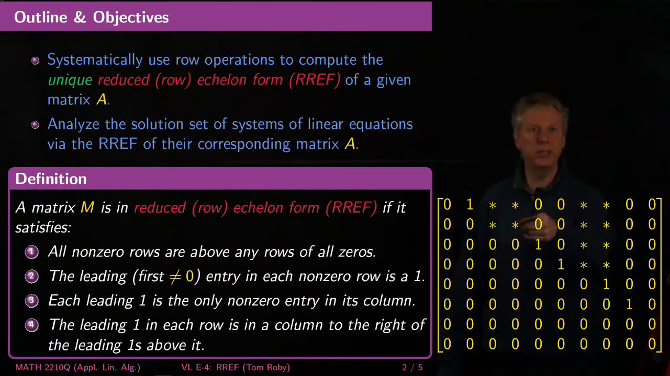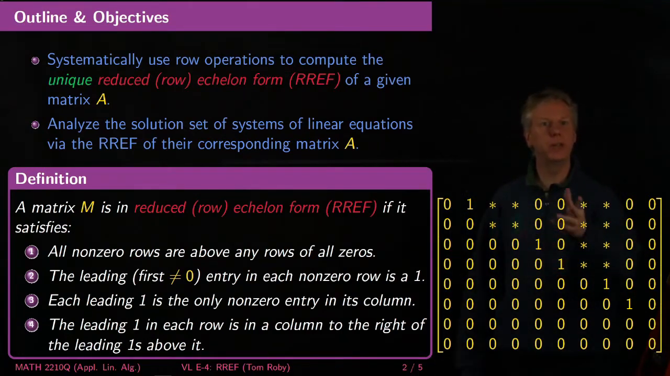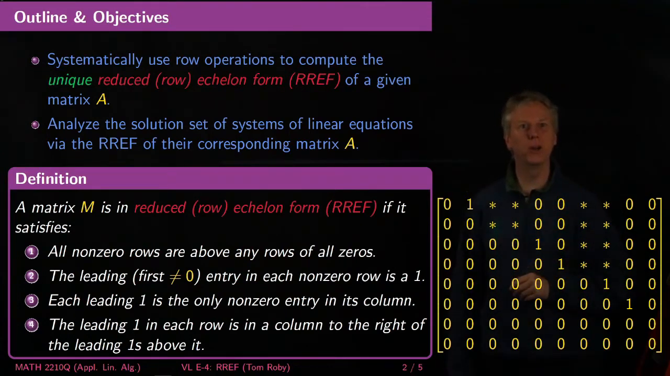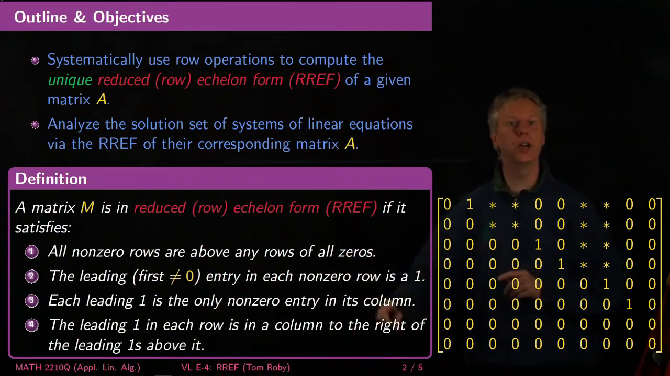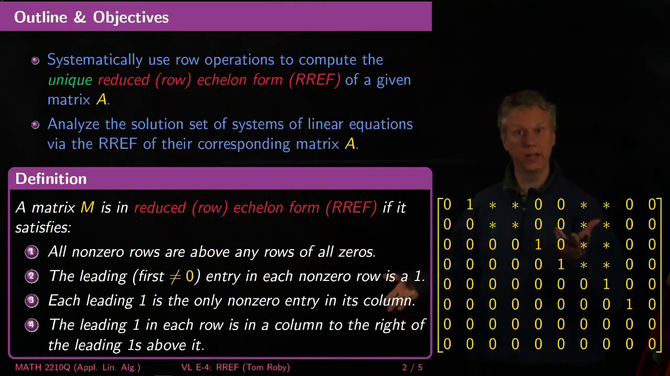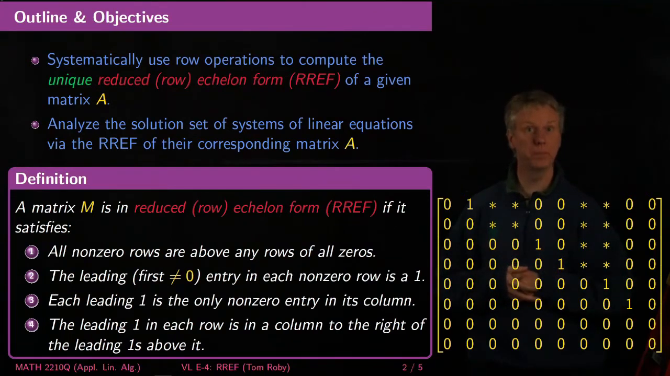So this is meant to be a generic matrix in row-reduced echelon form, except that there are mistakes in it. So where are the mistakes? What conditions here are not being satisfied? Pause the video for a minute if you like and figure out why this is not a matrix in row-reduced echelon form.